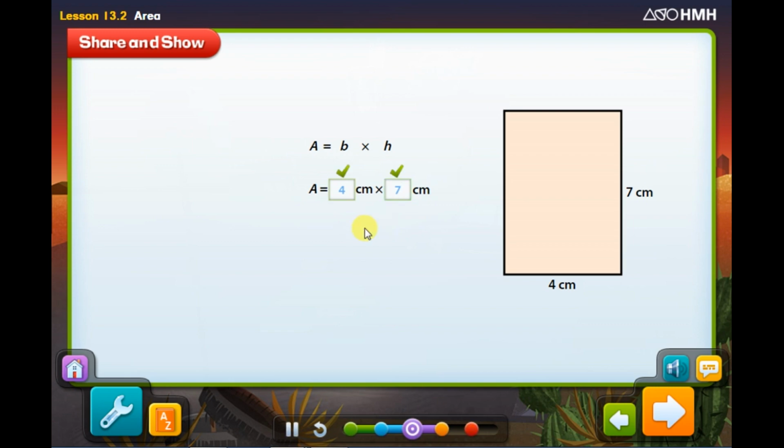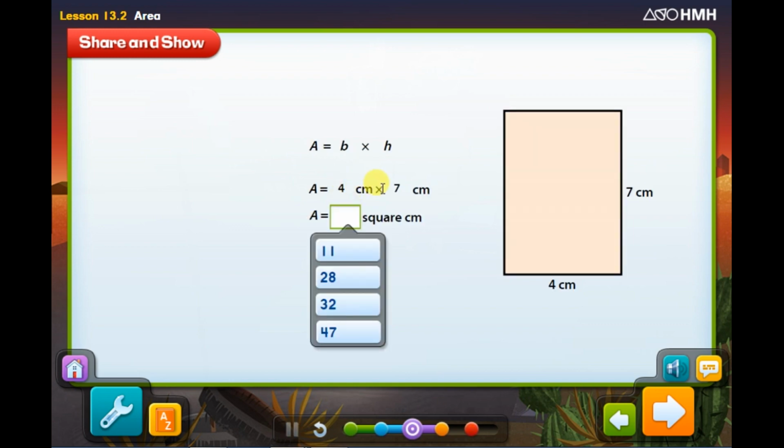Good job! You filled in the formula with the correct measurements, 4 centimeters and 7 centimeters. What's the area of the rectangle? Let's multiply 4 times 7. So I'll say times table 4. 4, 8, 12, 16, 20, 24, 28. So 4 times 7 is 28.